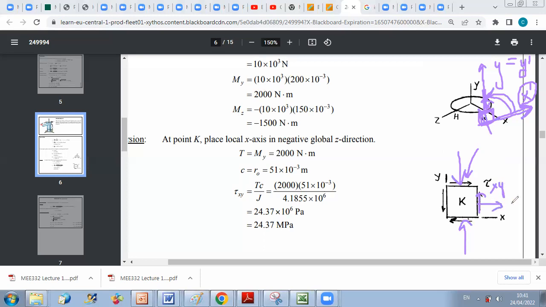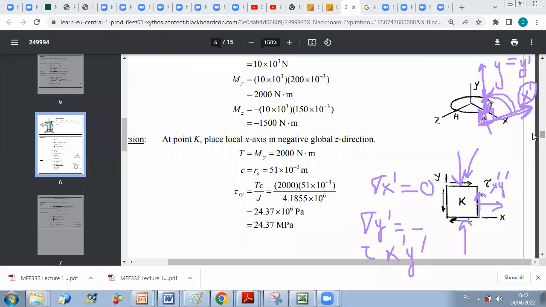The normal vector here is along positive x, and tau xy is along positive y. So you can say that tau xy, or let us say tau x prime y prime, is positive. It is plus Tc over J. And we know sigma x prime is 0. Sigma y prime is negative because you have compressive stress and you have found the corresponding value of this compressive stress. And tau x prime y prime is determined from the torsion effect.